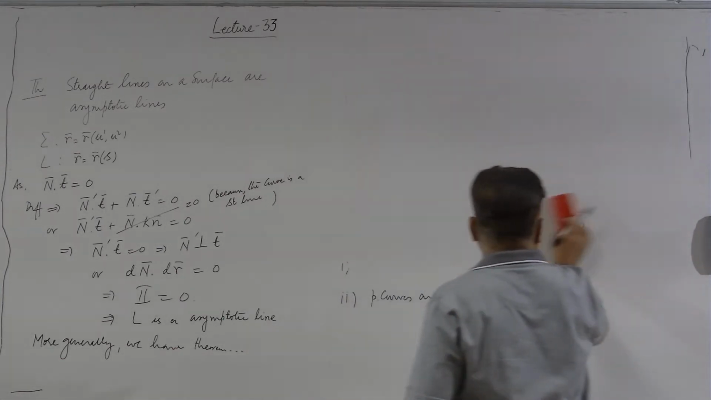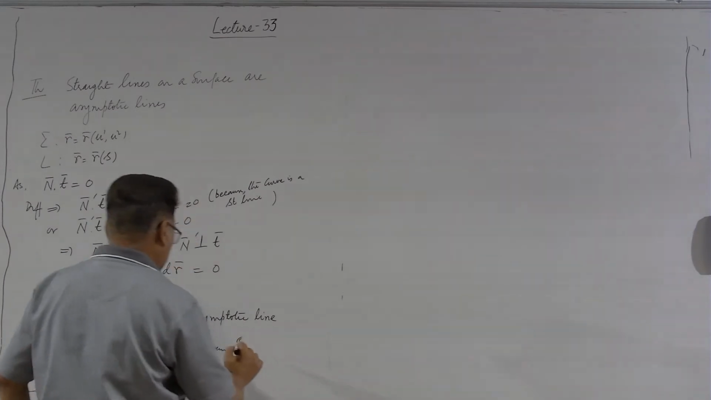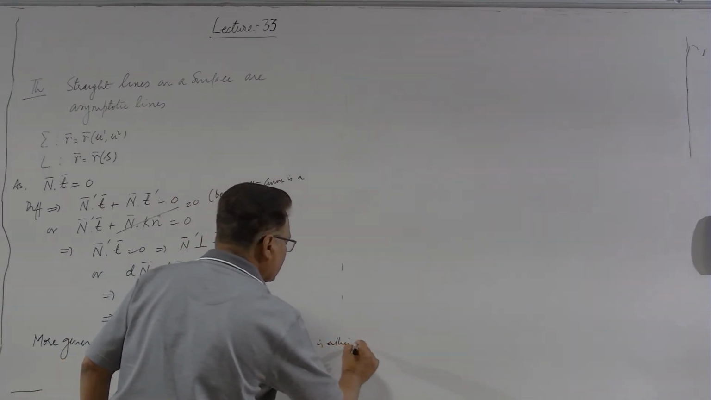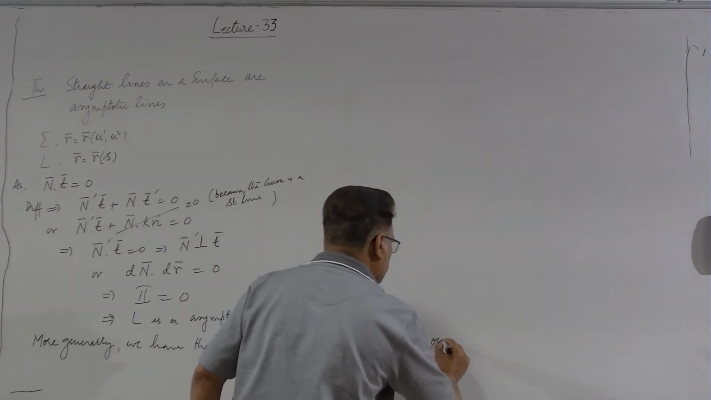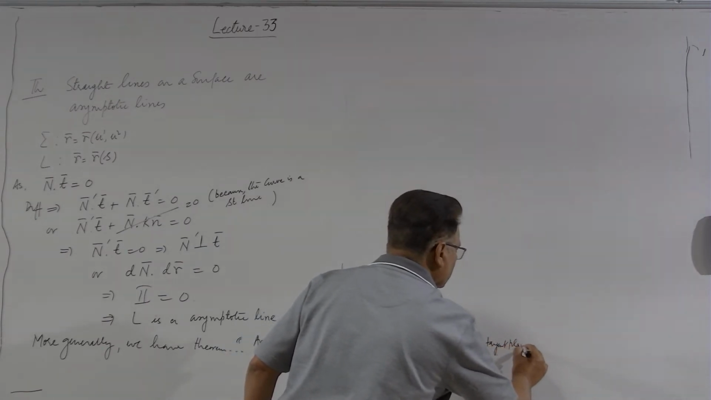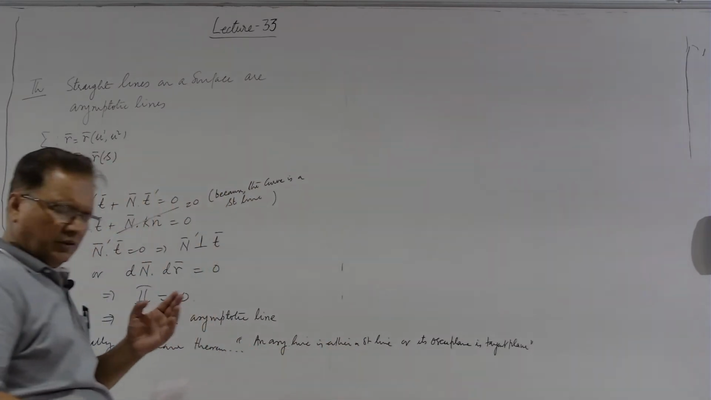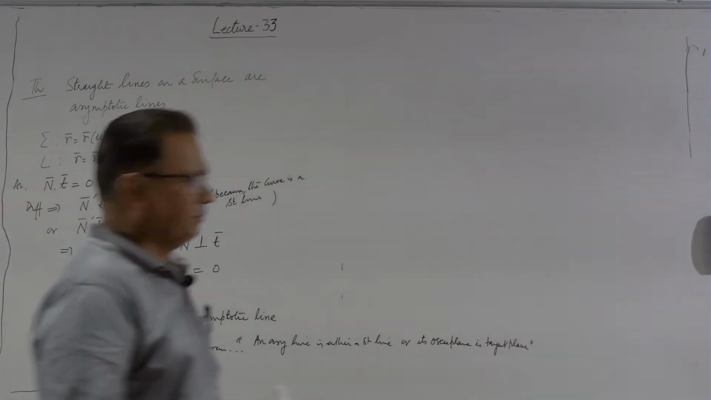Okay, now look at the second case. So, this theorem, if I recollect: an asymptotic line is either a straight line or its osculating plane is the tangent plane. This was the statement. Now, if you know an asymptotic line which is not a straight line, then you would like to see its curvature and torsion. So, if an asymptotic line is not a straight line, then its torsion and curvature are related. So, this is the next theorem.